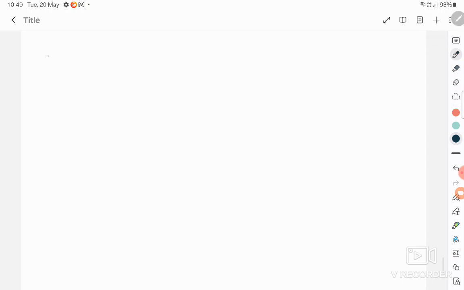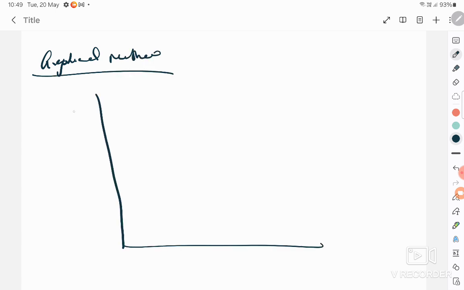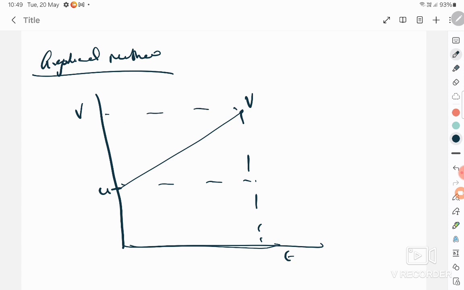Next is using the graphical method. How to do this using the graphical method? The three equations of motion. Do a velocity time graph. Let's consider the initial velocity is u and the particle moves to a final velocity v in a time period of t. Just do a dotted line like this, so that you name these points as A, B, C, D, E, F.